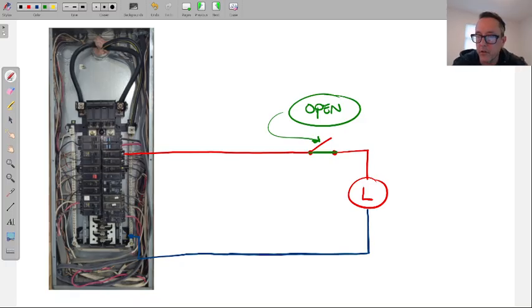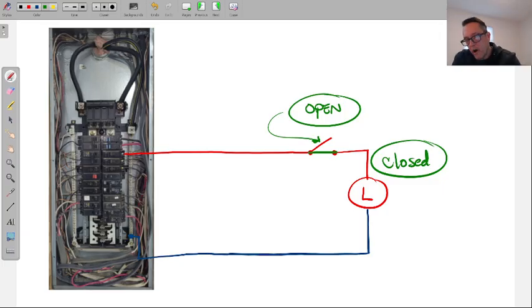Now, if I close this switch, the circuit is in the closed position. Just a couple of terms that you'll get more into later on, but it's good to already start using the proper language. Open circuit, closed circuit versus on and off. We can say on and off. That's okay. Everybody will understand you, but open or closed is a little bit better because an open circuit is not a complete circuit. A closed circuit is a complete circuit.